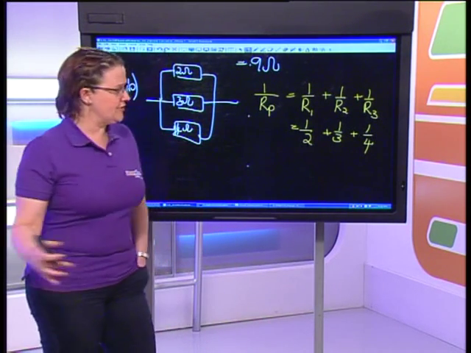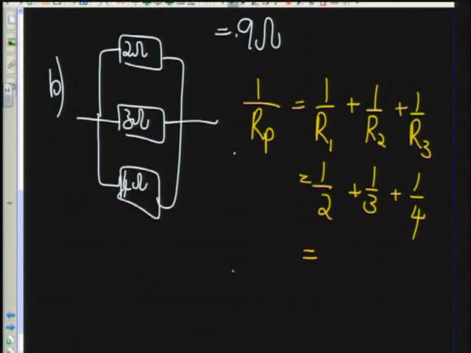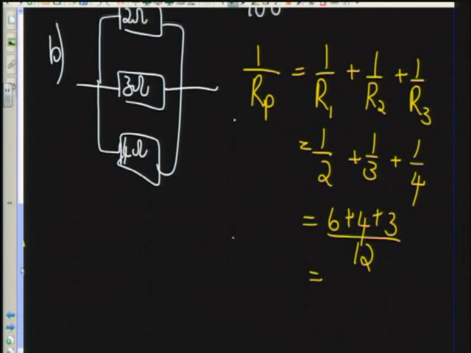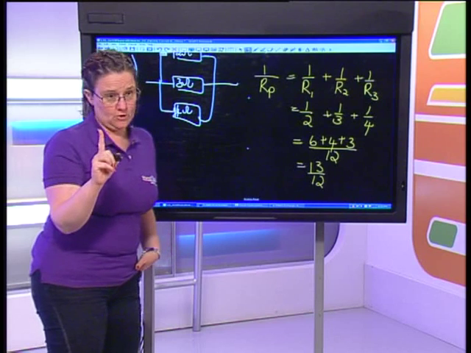I'm very old school with this, so I've got to find the lowest common denominator, which happens to be 12. That means I multiply the 2 by 6 to give me 12, the 3 gets multiplied by 4, and the 4 gets multiplied by 3, and we end up with 6 over 12 plus 4 over 12 plus 3 over 12, which is 13 over 12. But we're not done.